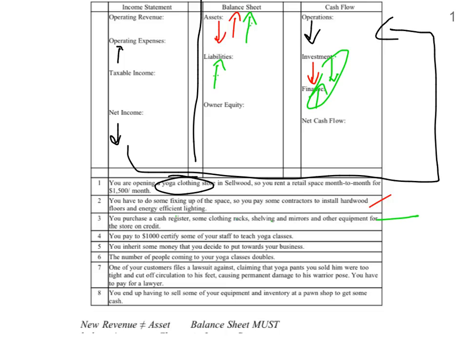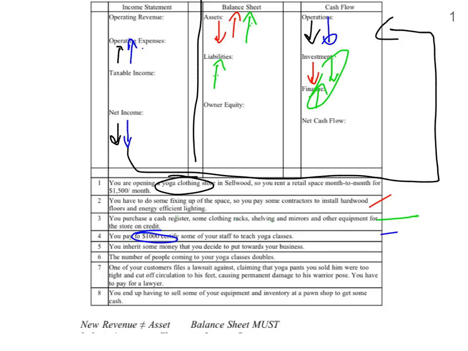And this one will be in blue. You pay $1,000 to certify some of your staff to teach yoga classes. Because we're talking about people here, this should actually be an expense. So you have an increase in operating expenses, and this should work exactly like question number 1. An increase in operating expenses means a decrease in net income, which means a decrease in cash from operations. Piece of cake. And again, it's because it's people and we can't buy people. It doesn't turn into an asset or anything like that.